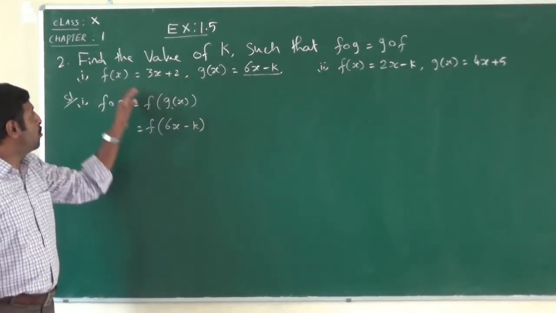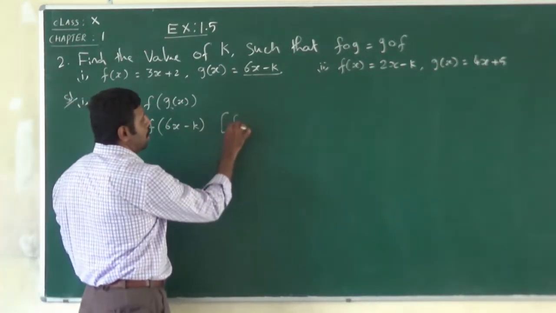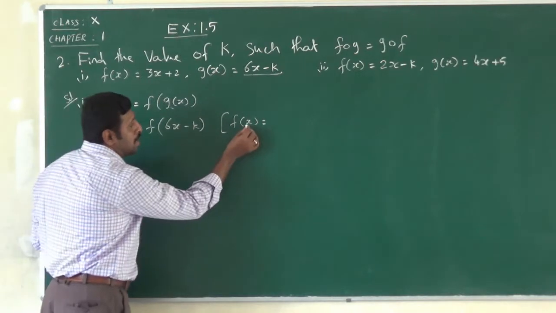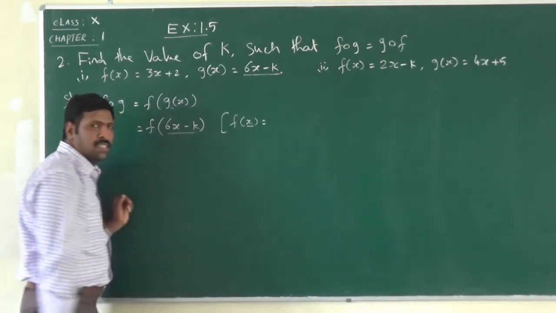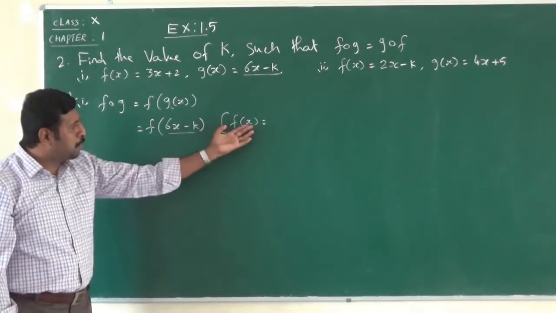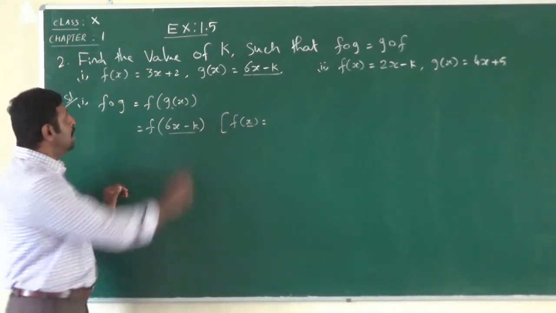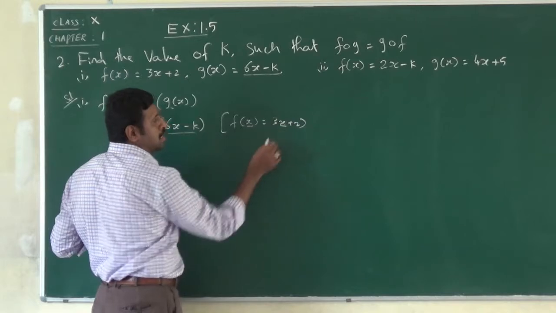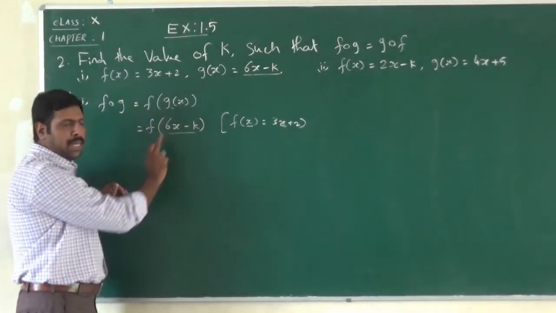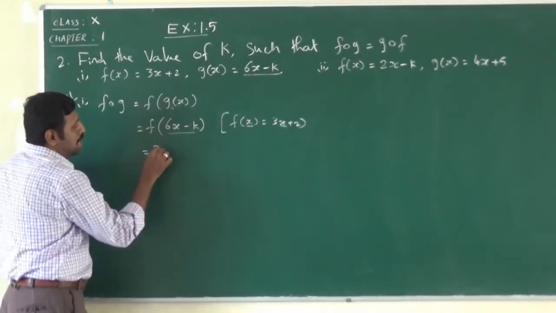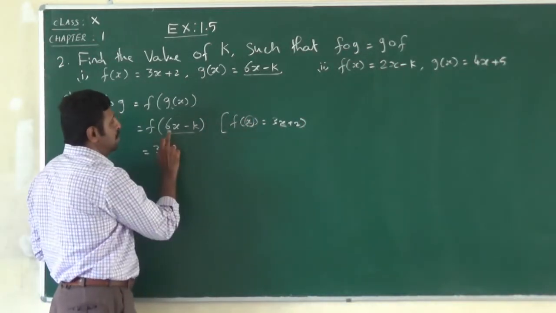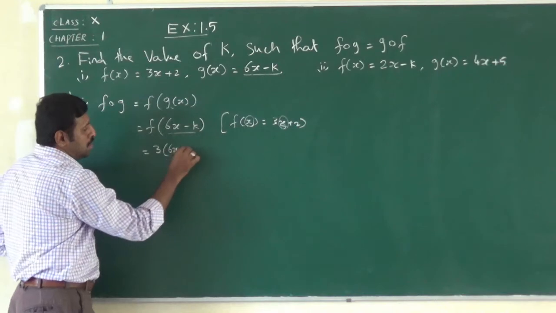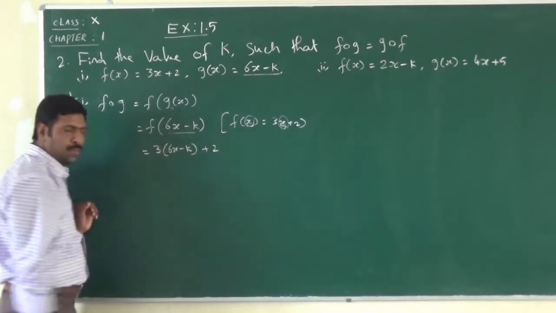Now compare this with f of x. It is in the form of f of x. In the place of x, we have 6x minus k, and the function is 3x plus 2. So here in the place of x we are going to apply the value 6x minus k. The function is 3 times, in the place of x, 6x minus k, plus 2.